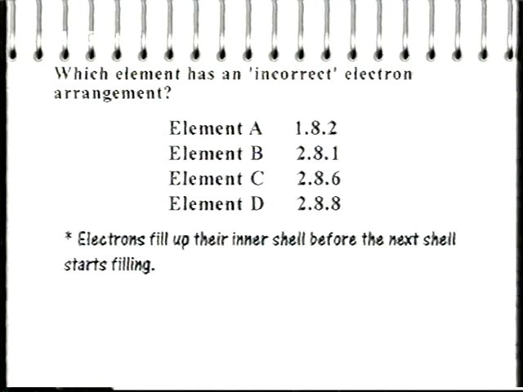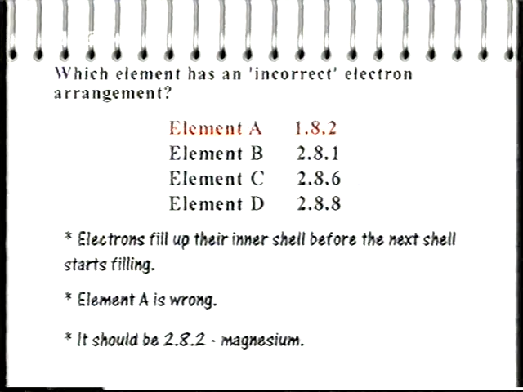Electrons normally fill their inner shell before the next shell can start filling. That means that element A, with only 1 electron in its inner shell, but 8 in its next shell, is wrong. It should be 2, 8, 2, magnesium.